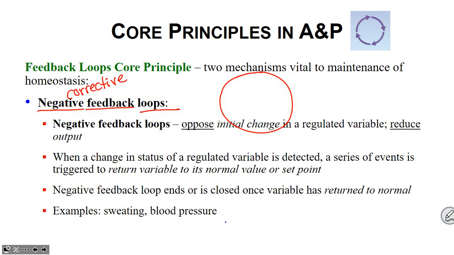Sweating is one of the best examples. Blood pressure is a really good example. I challenge you to think about examples that aren't even related to your body. The way your thermostat works in your house is a negative feedback loop. You set your temperature for 72 degrees. It's a really hot, sunny day. The sun comes in through your windows and heats up your house. Your house gets to be 75 degrees.